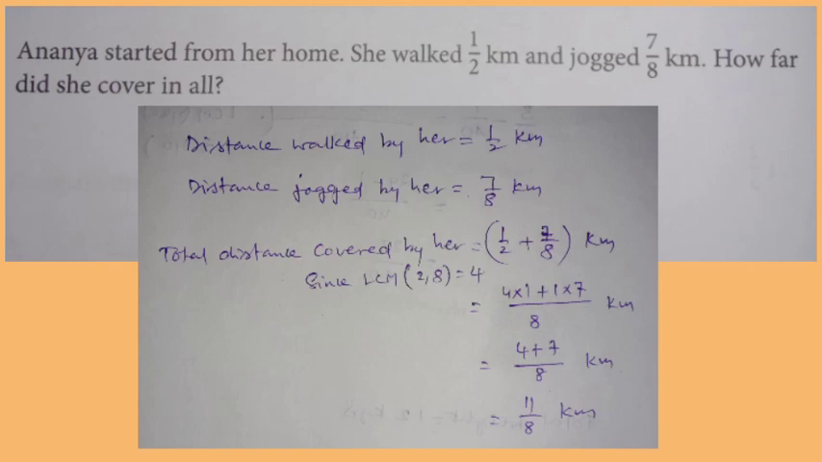Ananya started from her home. She walked half kilometer and jogged 7 by 8 kilometers. How far did she cover in all? Solution. Distance walked by her is half kilometer. Distance jogged by her is 7 by 8 kilometers. Therefore, total distance covered by her is 1 by 2 plus 7 by 8 kilometers. Since LCM of 2 and 8 is 8, that is 1 into 4 plus 1 into 7 by 8, which equals 4 plus 7 by 8 kilometers, which equals 11 by 8 kilometers.